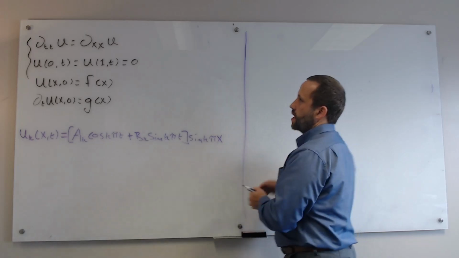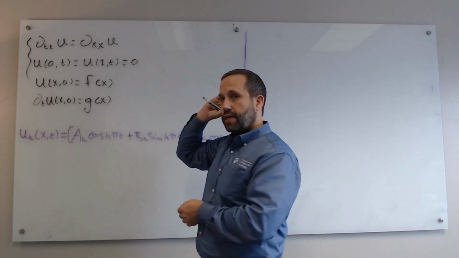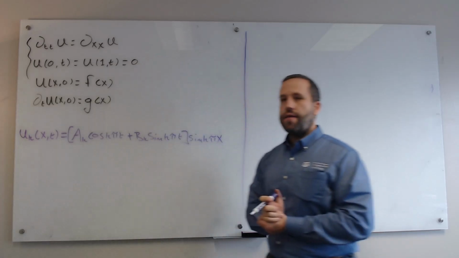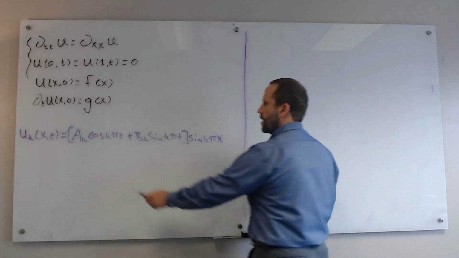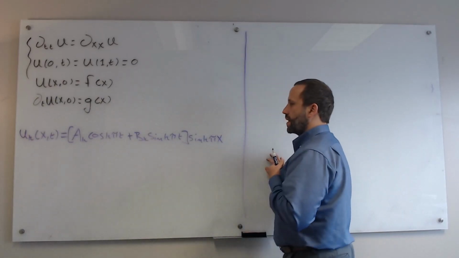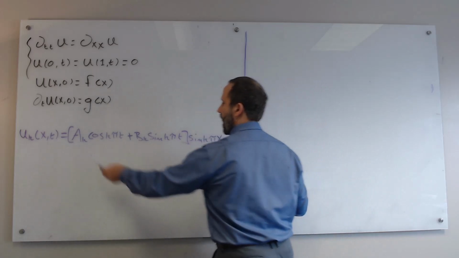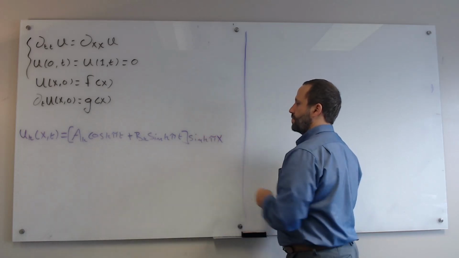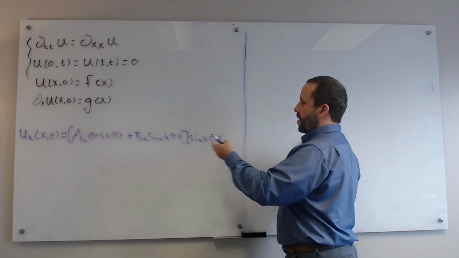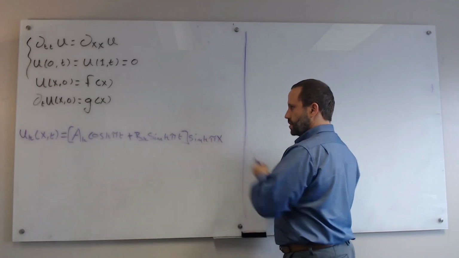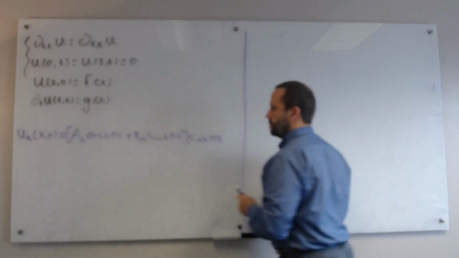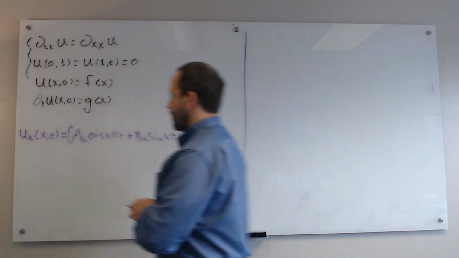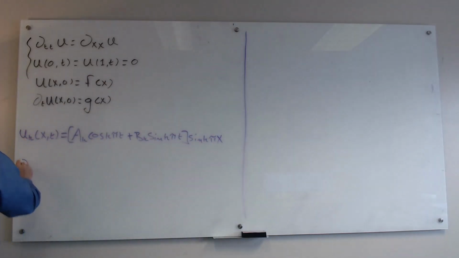So this function satisfies the PDE and the boundary conditions. Does it satisfy the two initial conditions? Well, if you plug in t equal to 0, you get a_k times sine of k pi x. So if f of x happens to be equal to sine of k pi x, then it's going to satisfy this initial condition. And if you take a t derivative, which I'm going to do now, because we're going to have to use this in just a moment.